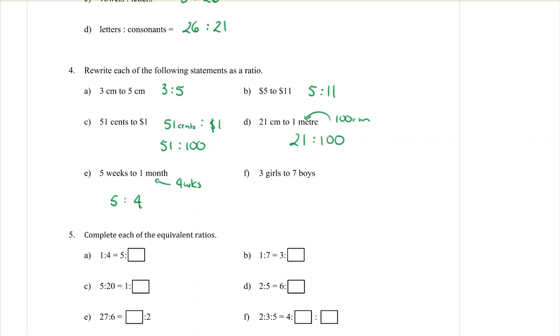F, 3 girls to 7 boys. Can we change girls into... Okay, I should ask that question. Okay, no. They are the same unit. That just means people, okay? So it just means people. So we don't have to try and change anything there. The ratio is simply 3 to 7.